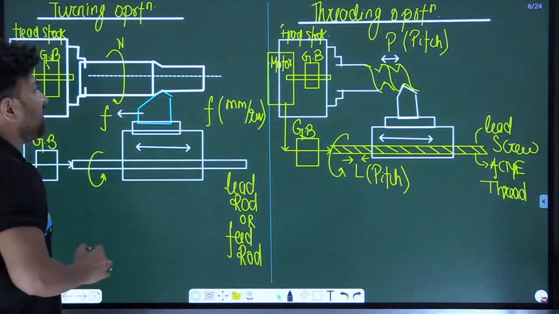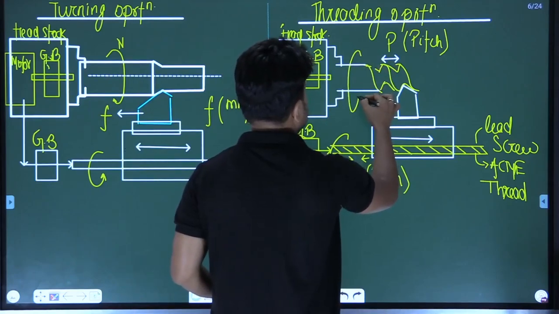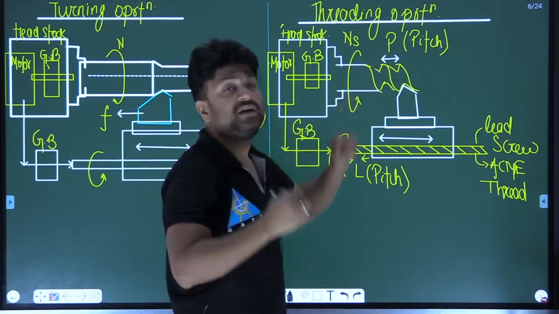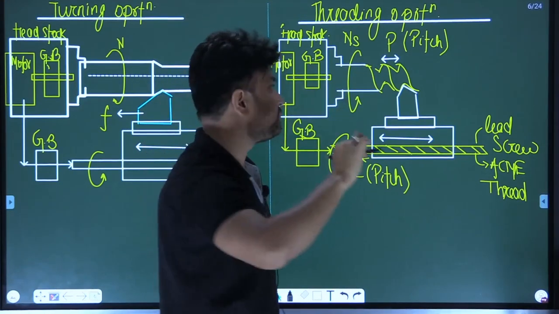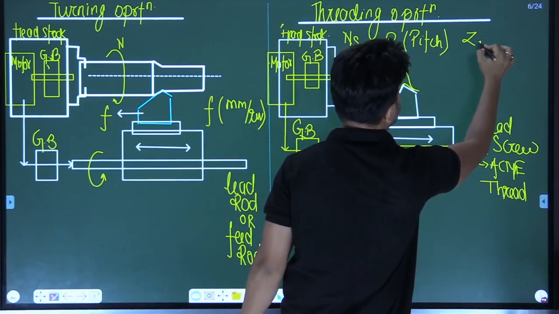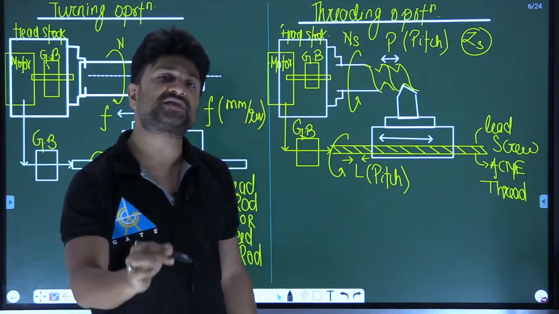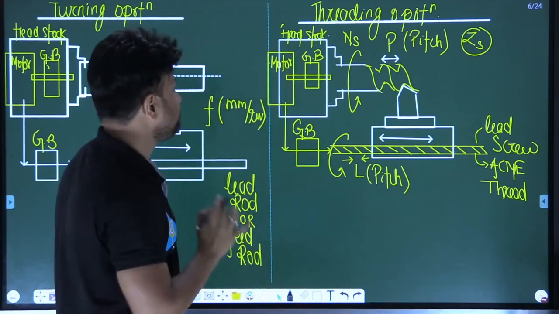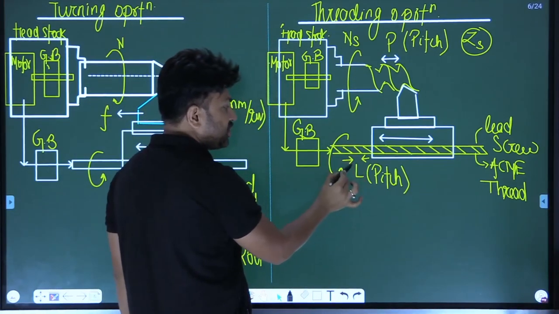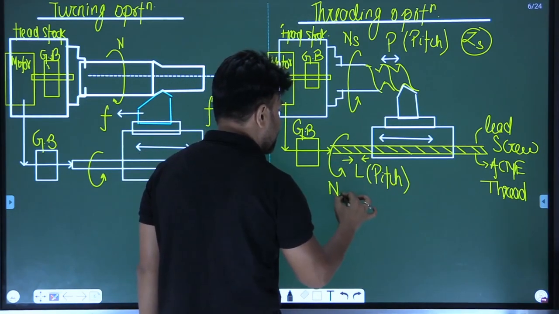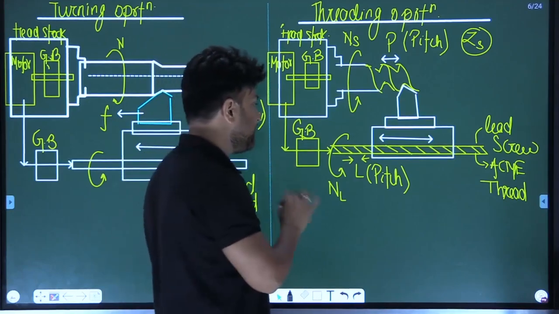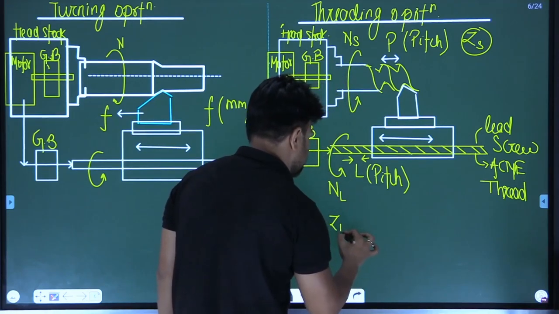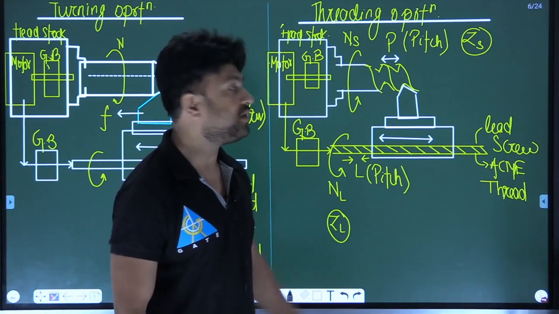Let me write it down here. Let's say this is a workpiece which is rotating with RPM NS, the RPM of the spindle. P is the pitch which we want to produce on the workpiece, and there is another parameter called ZS. ZS is the number of starts which we want to produce on the workpiece. Now here L is the pitch of the lead screw. NL is the RPM of the lead screw. And here ZL is the number of starts of the lead screw.